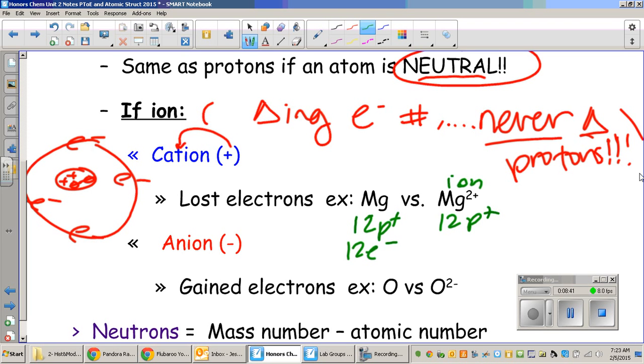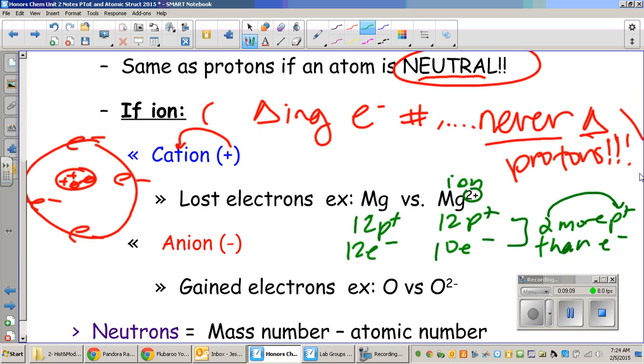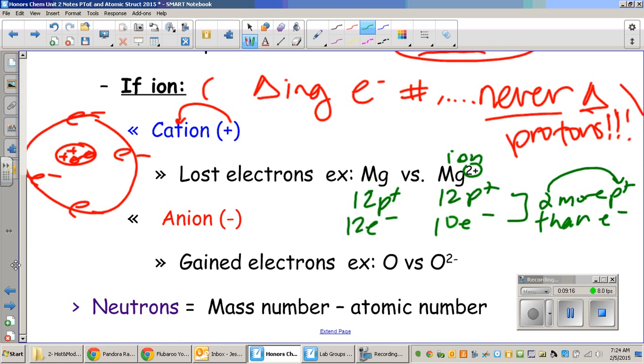If I lose 2 electrons, how many electrons do I have then? 10, thank you, 10 electrons. So who's winning here, 12 or 10? 12, so you can see that the difference is I have 2 more protons than electrons. So that's how I get that 2+ charge. Does that make sense? It's only because the 2 more protons means I have 2 more pluses than I have minuses. So that overall creates a 2+ charge. Notice I didn't change protons, I only changed electrons. That means those electrons went to somebody else, and that's what helps create a bond later on.